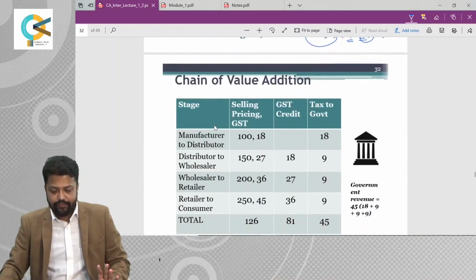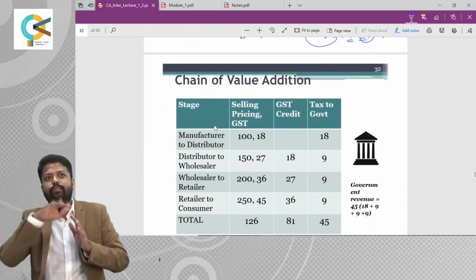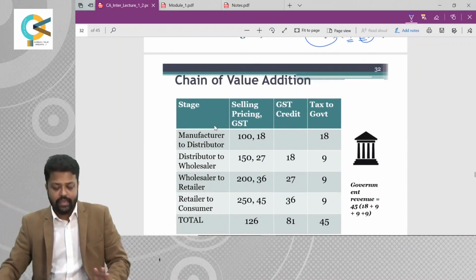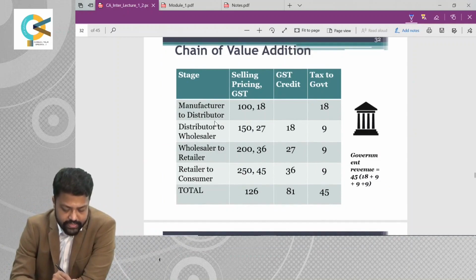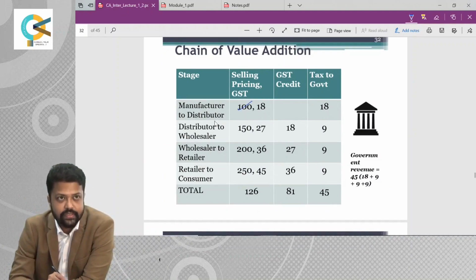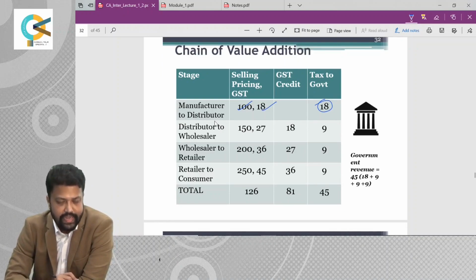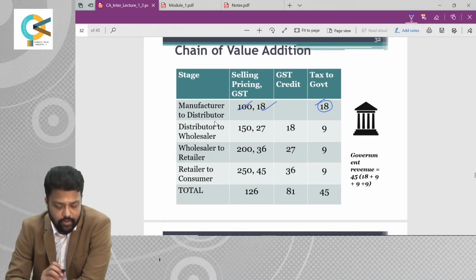Then this follows from point A to B to C to D. So let's see this example in totality. Manufacturer to distributor, 100 rupees. 18 rupees GST goes to the government, rupees 18, because A is going to give it to the government.